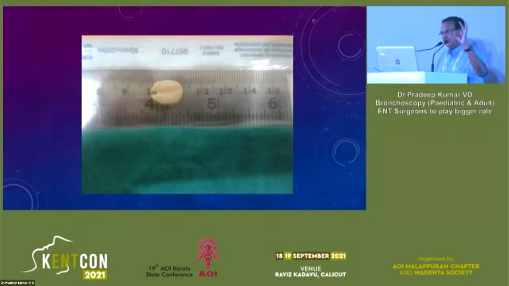So what I would say is, if you have seen such a child in the emergency room, try to visualize. All of you have got a 0 degree endoscope. Try to visualize, put the child under anesthesia, try to see it, push it down. The child will be saved.